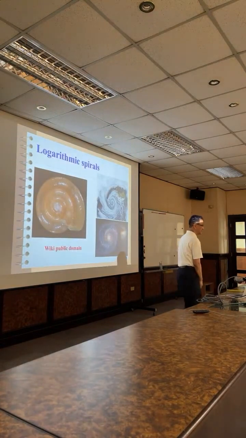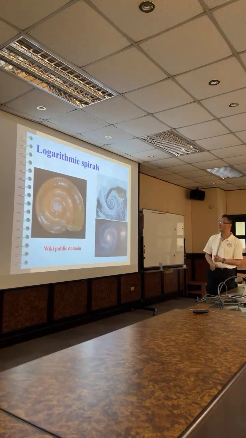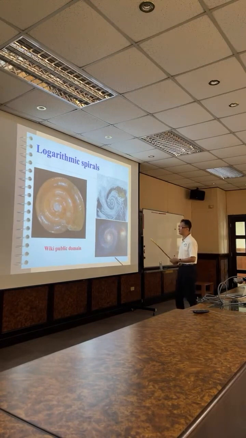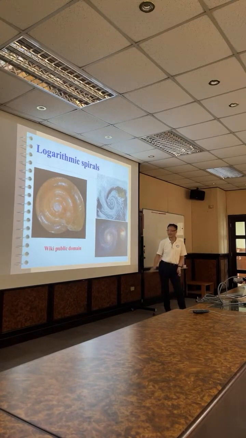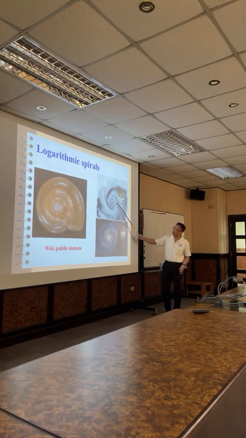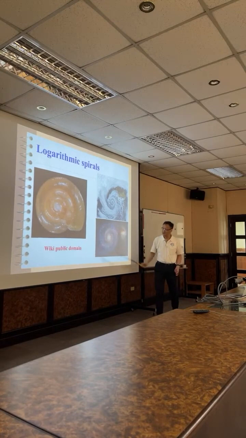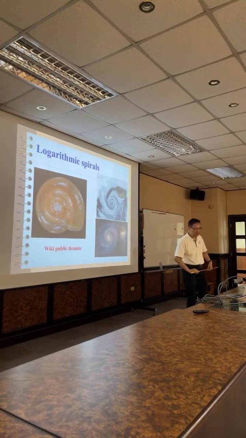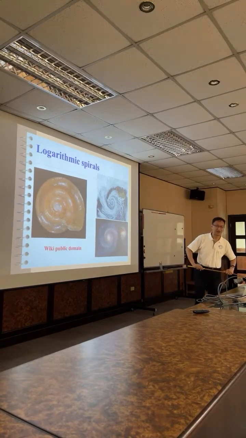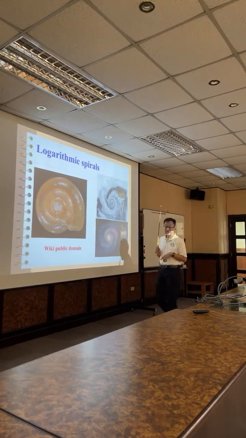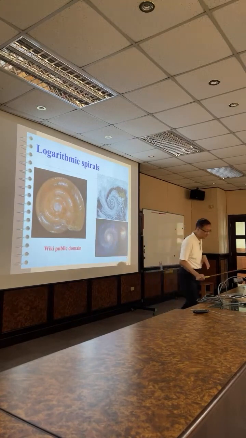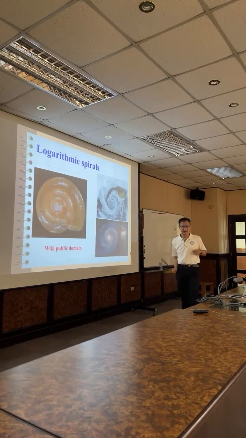Now, let's talk about something very strange. Not very strange. Well, we know the spiral pattern. This is Capricorn, this is a galaxy, this is a seashell. We also have a spiral. What's interesting is that it is a very particular type of spiral, a logarithmic spiral. All these three have logarithmic spirals.